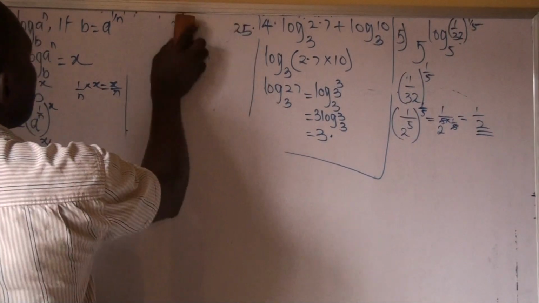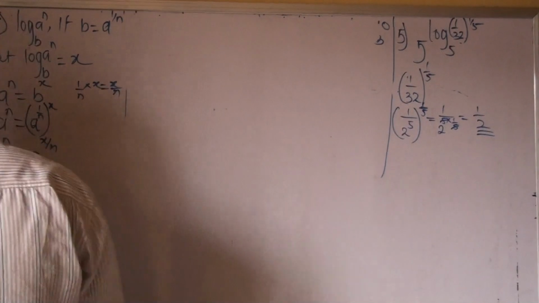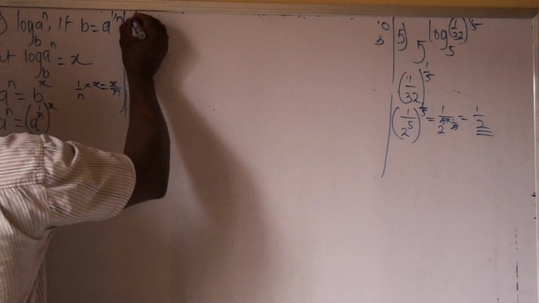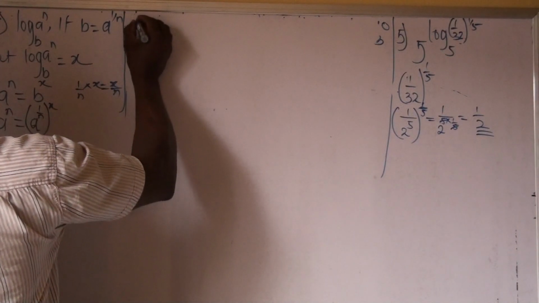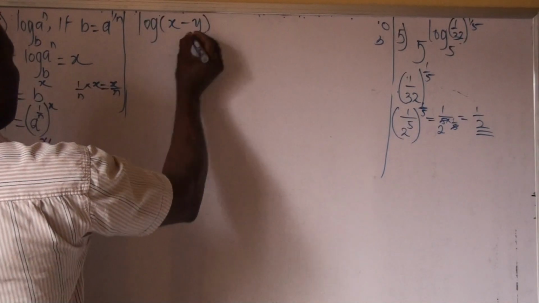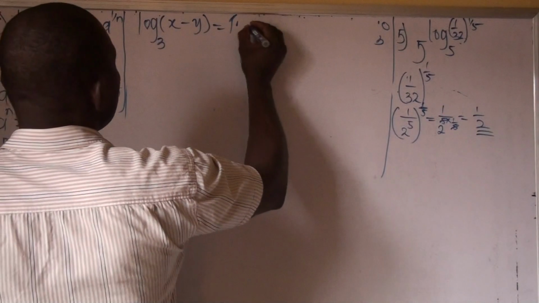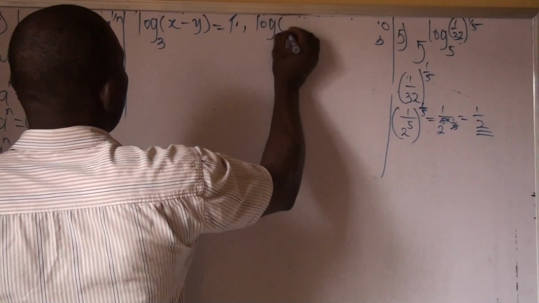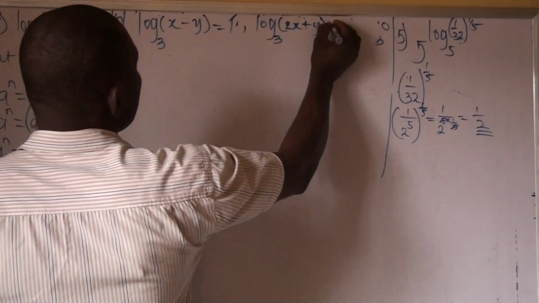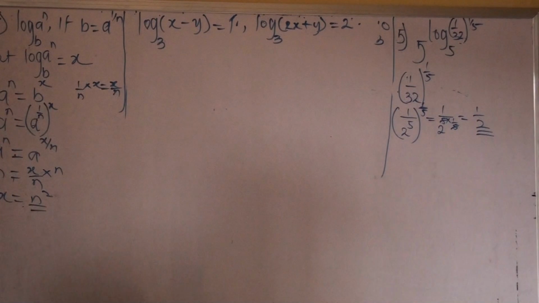Now let's look at the next question. The next question is simply a simultaneous equation. Logarithm simultaneous: solve for x and y. We have log of x minus y to base 3 is equal to 1, and the other equation is log of 2x plus y to base 3 is equal to 2. Find x and y from these equations.